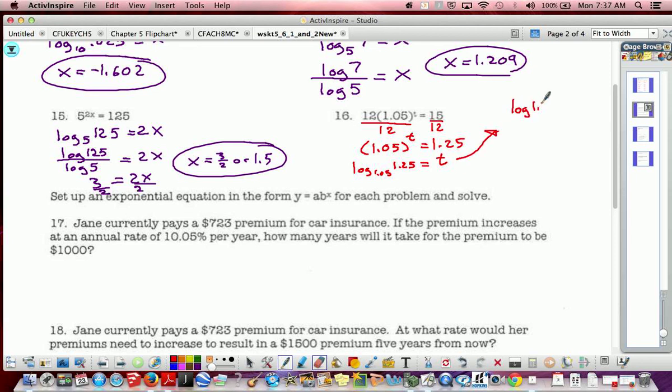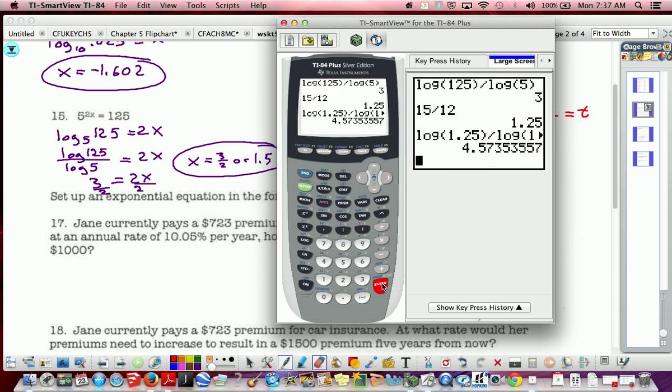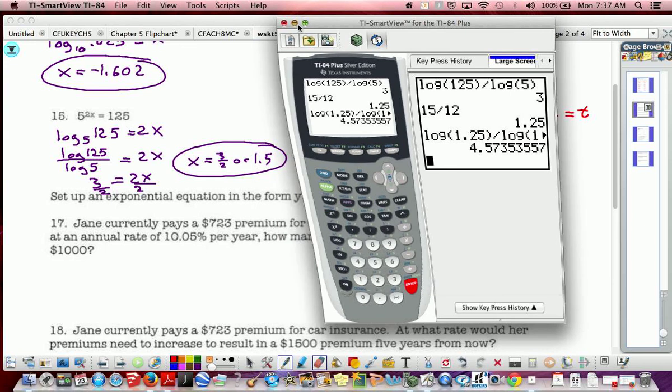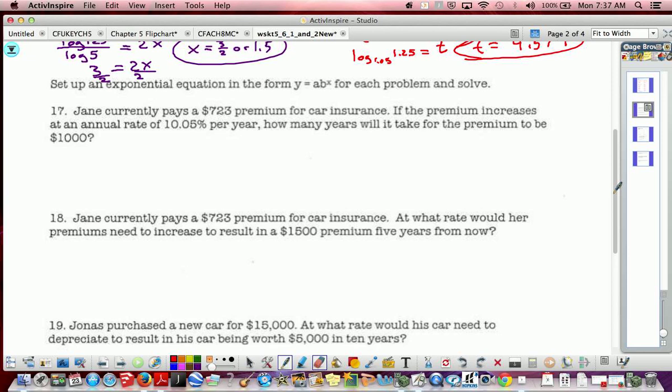So now we're just doing the log of 1.25 over the log of 1.05 equals t. So log of 1.25 divided by log of, whoops, forgot the parenthesis, that's going to be huge, divided by log of 1.05. So we get 4.574. That's what t equals.